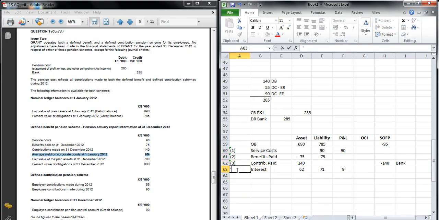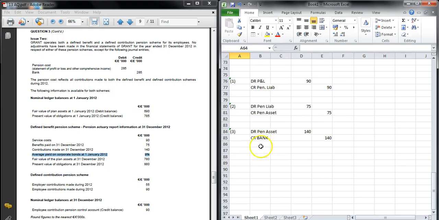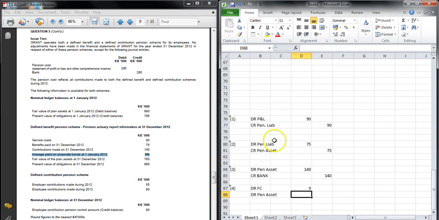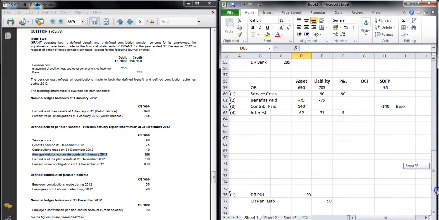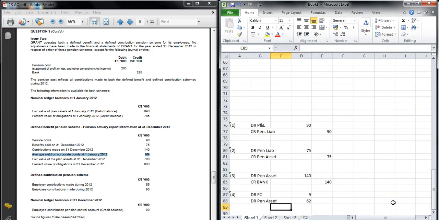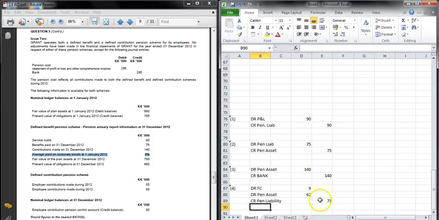So again, we'll just show how that shows up. You can show it separately, you can show it net. We'll just show it separately. It will be debit finance costs in the P&L, 9. We will be debiting pension asset. In this case, we will be increasing the pension asset by 62, because that's the interest income earned. And we will be crediting the pension liability 71. So that makes it balancing, and we have a net cost to the P&L of 9.